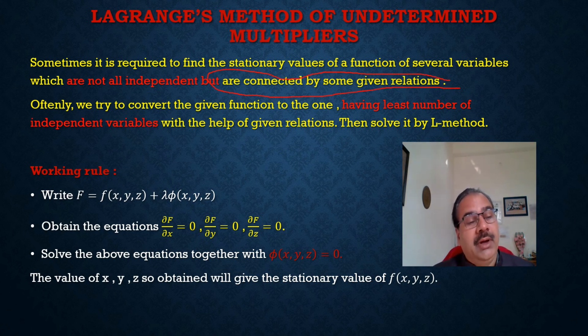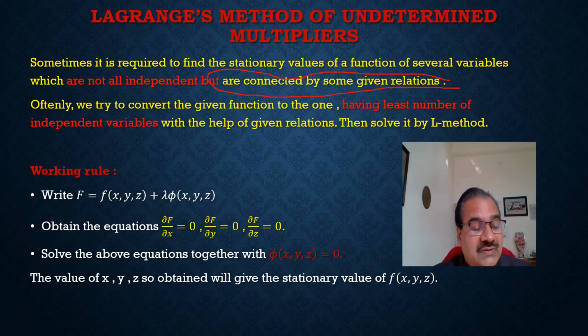Again, I am repeating: sometimes it is required to find the stationary values of a function of several variables which are not all independent but are connected by some given relation. Often, we try to convert the given function to one having the least number of independent variables with the help of the given relation, then solve it by Lagrange's method of undetermined multipliers. So this is the purpose.